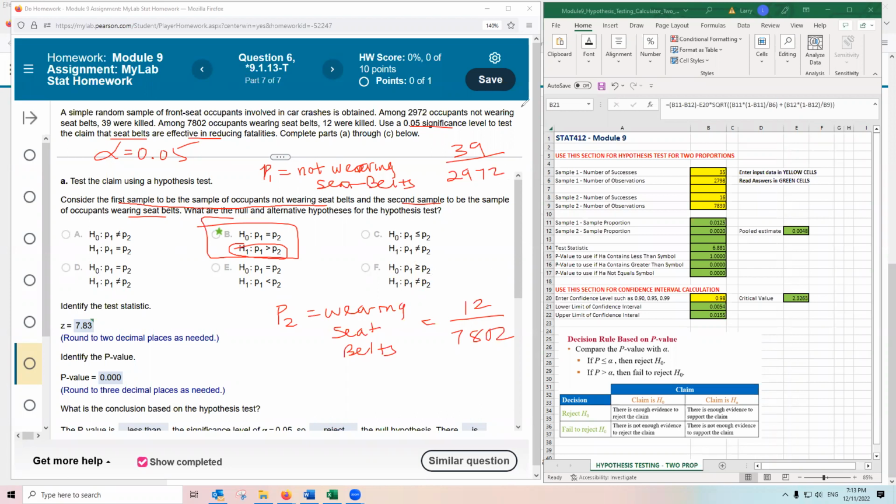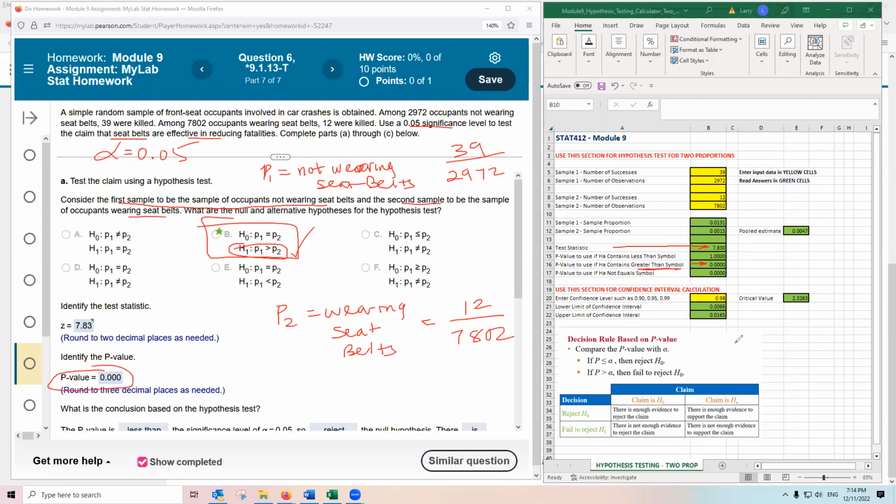All right, so let me come here to the Excel calculator. For our first group, it was 39 killed out of 2,972 not wearing seatbelt. For the second group, 12 were killed out of 7,802 that were wearing seatbelt. All right, so it looks like the test statistic is here, 7.83. For us, our alternative is greater than symbol. So we're going to come here, the alternative is greater than symbol. It looks like our p-value is 0.